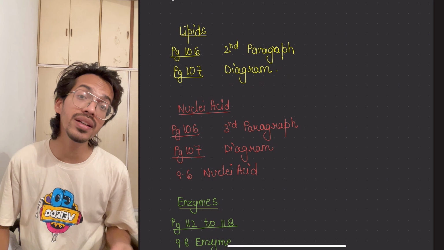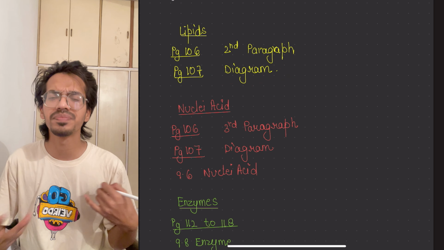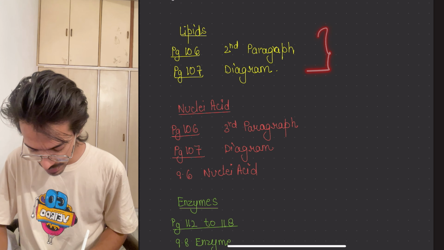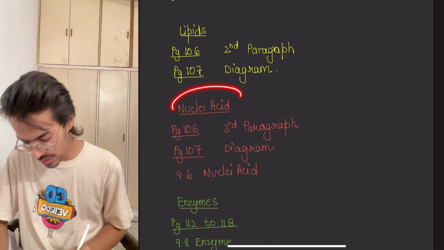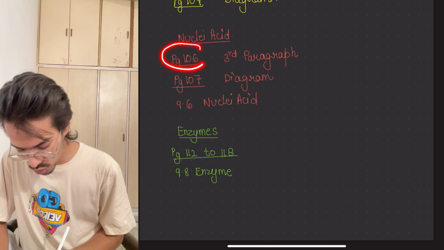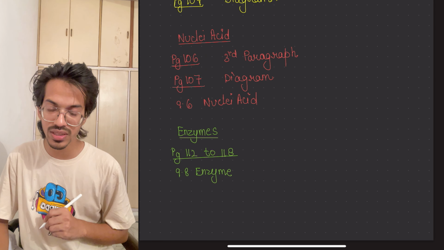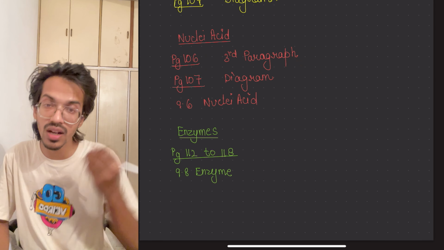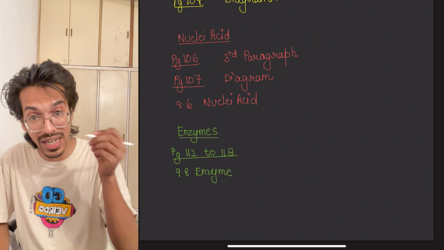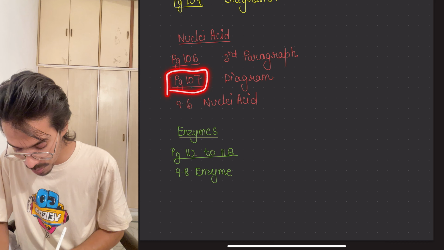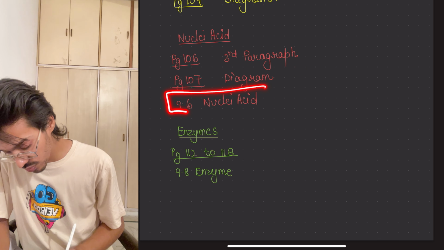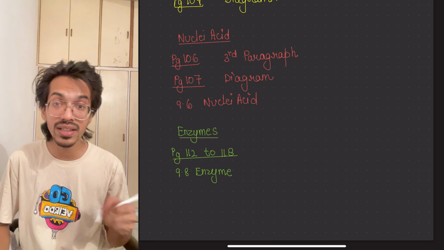Diagrams of lecithin, phospholipids, triglycerides and all of those things present with respect to lipids. Then you will study nucleic acid. In nucleic acid, you first study on page number 106, which is in the third or the last paragraph of this chapter, and then you go to page number 107 where you will study the diagram. After that you will study nucleic acid 9.6.